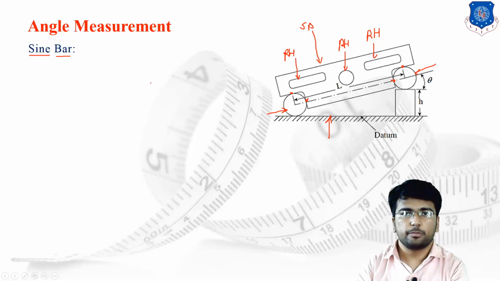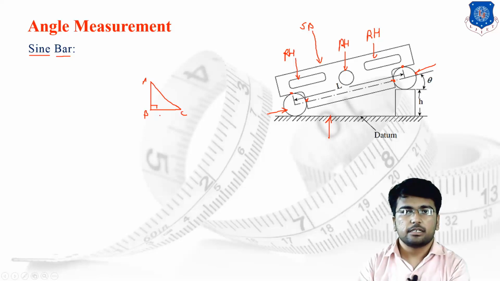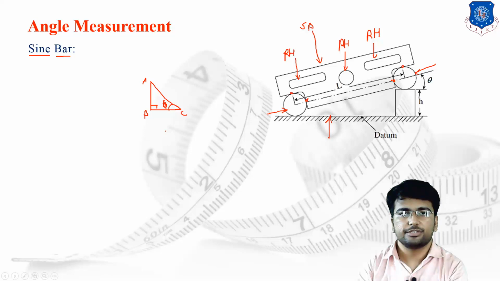Suppose in trigonometry you have already learned this concept. Let's say this is a right angle triangle. Here this is 90 degrees. We can say A, B and C. Suppose this angle is theta, and if I have to measure the value of theta, I will use the basic concept of sine. Sine theta is equal to opposite side upon hypotenuse. So this is the basic concept of the sine principle.